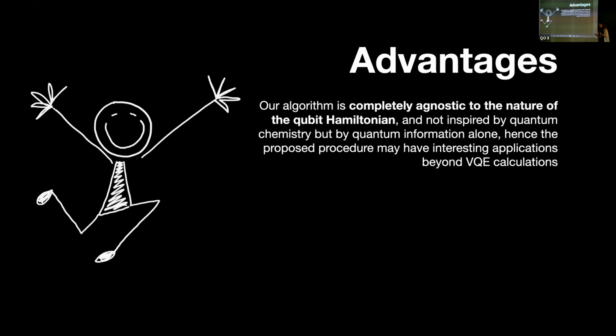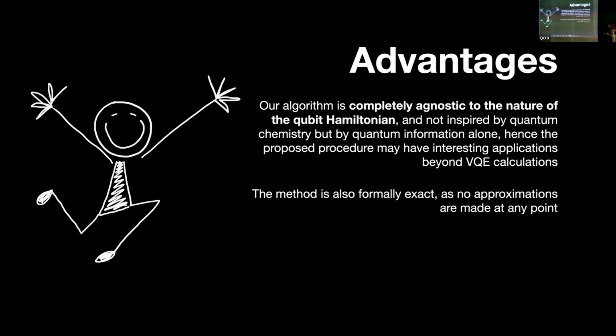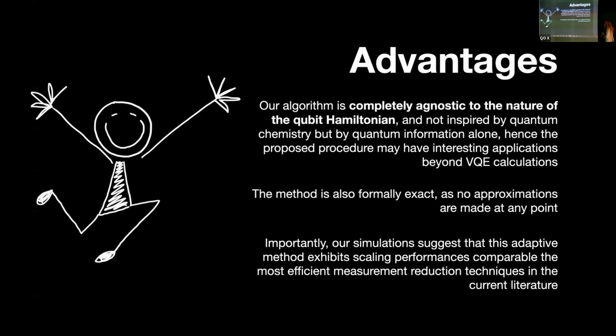So what are the advantages of the technique? The first one is, I mentioned it several times, the example I showed is an example of quantum chemistry, but actually the whole method is completely agnostic on the nature of the Hamiltonian. It is inspired by concepts of quantum information, like the one of generalized measurement, and applied to certain quantum simulation problems. Also, the method is exact. We have not done any approximation, except, of course, the fact of having a statistical estimate of the thing, but it is exact.